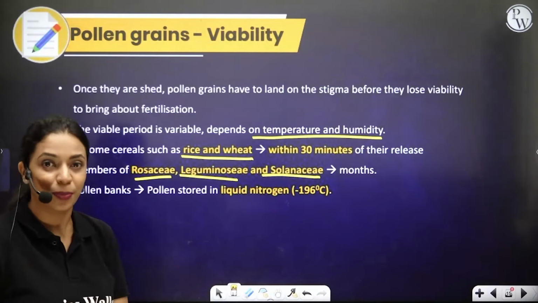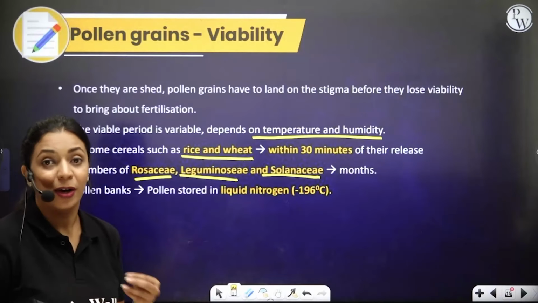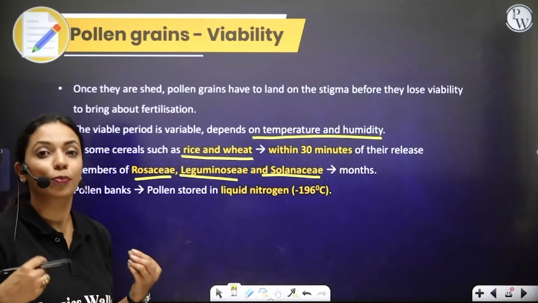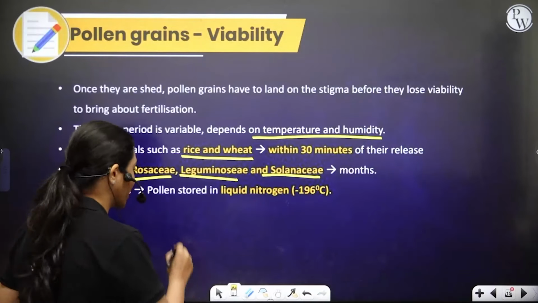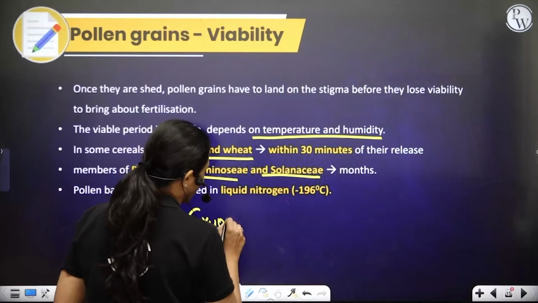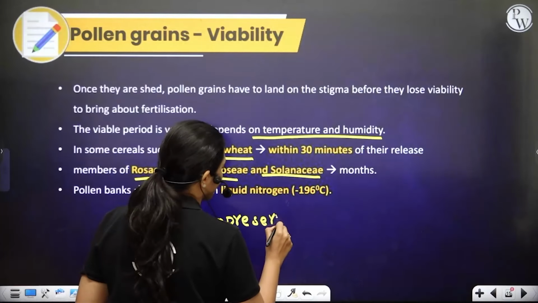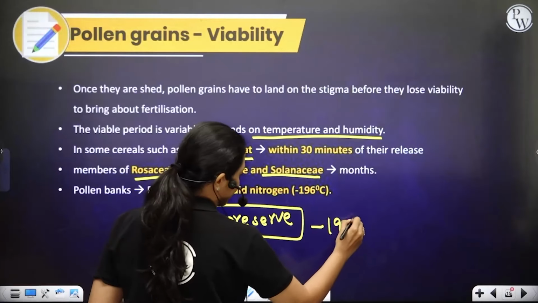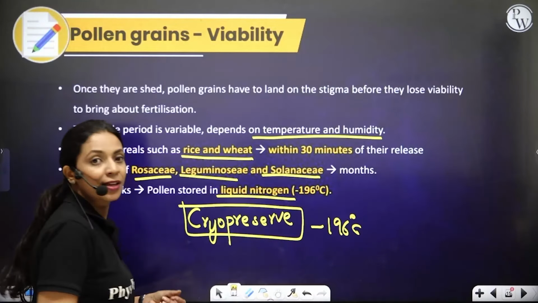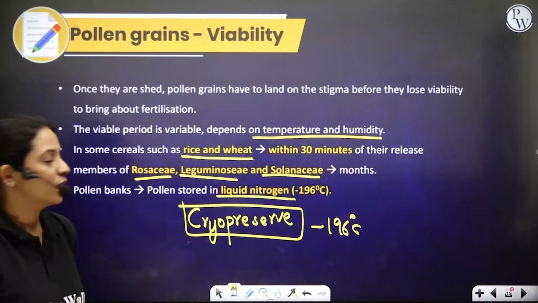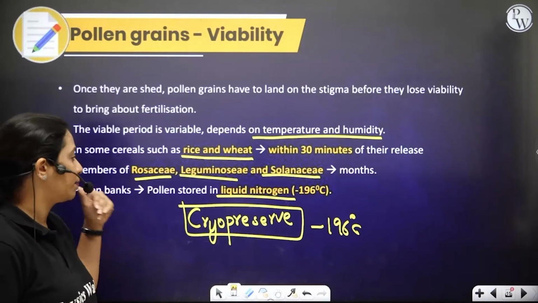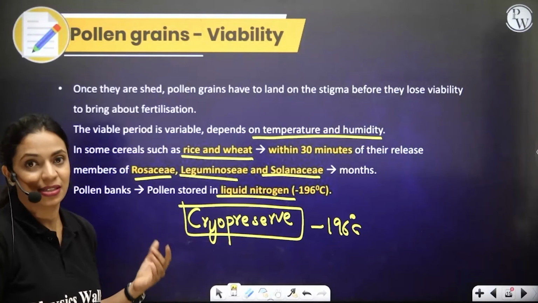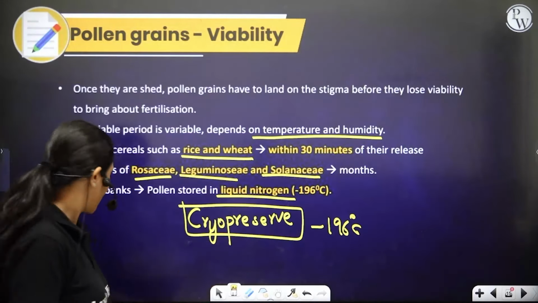Now, you may have heard of seed banks where the seeds are stored and you can go buy them. The seeds are preserved in a cold temperature. We've learnt about how sperms can be stored, how eggs can be stored, right? Similarly, pollen grains also can be stored by cryopreservation. What we basically do is preserve pollen grains at -196 degrees Celsius in liquid nitrogen, so whenever there is a need, they can be used. Pollen banks are places where the pollen grains are stored in very low temperatures such as -196 degrees Celsius.